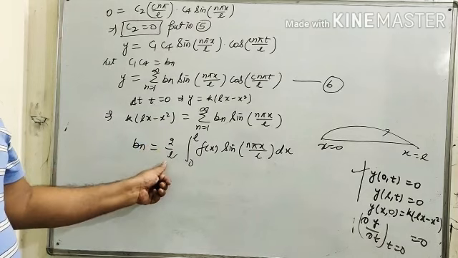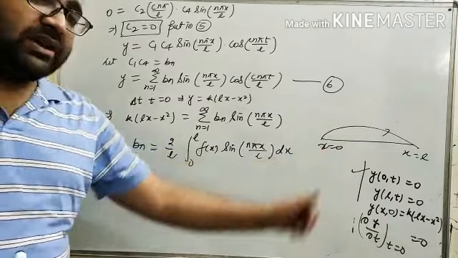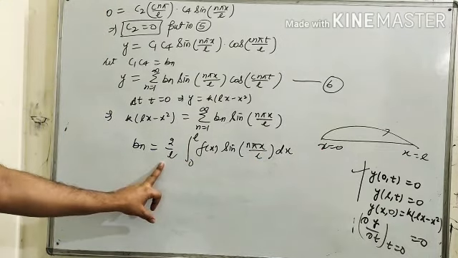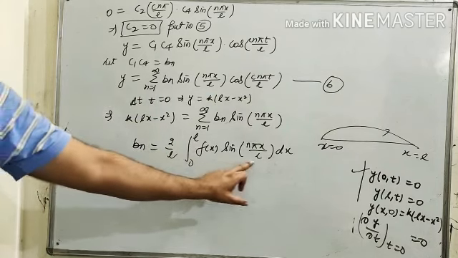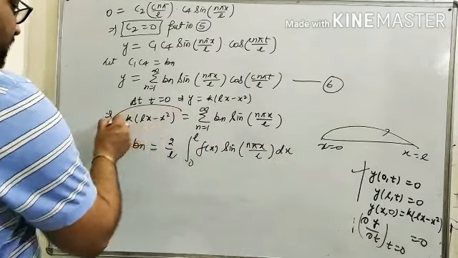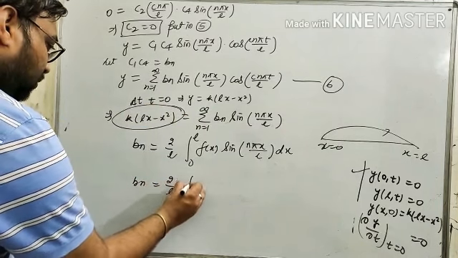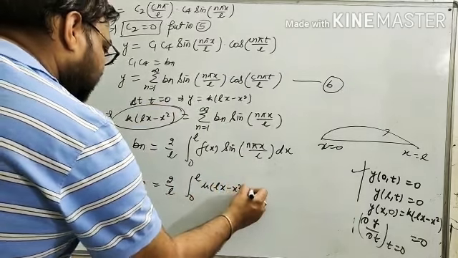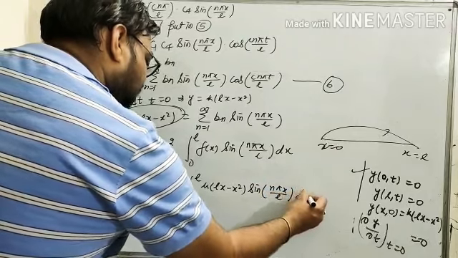The formula of the Fourier sine series is 2 by c integral 0 to c f(x) sin n pi x upon c dx. Here c works as L because the limit is 0 to L. So 2 upon L integral 0 to L f(x) sin n pi x upon L dx. So what is f(x)? The f(x) is this entire function, that is Bn equals 2 upon L integral 0 to L k(Lx minus x square) sin n pi x upon L dx.